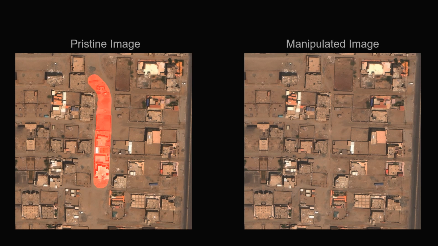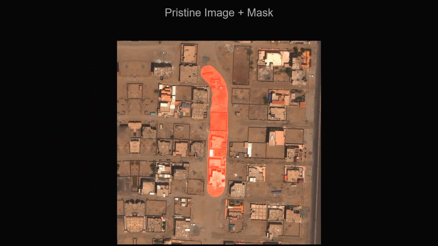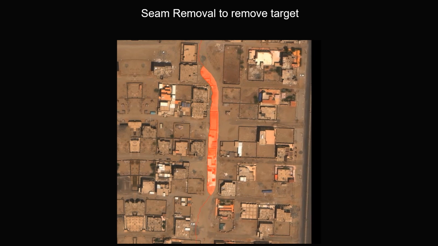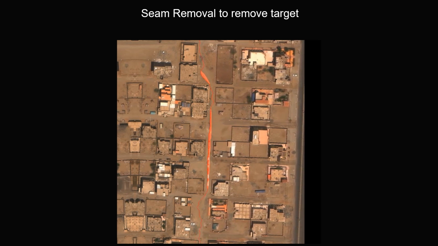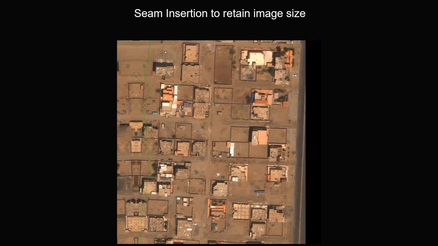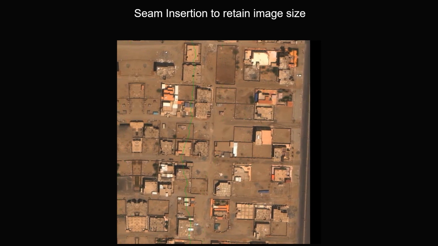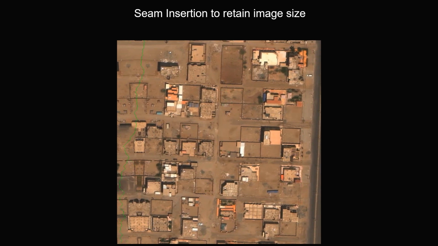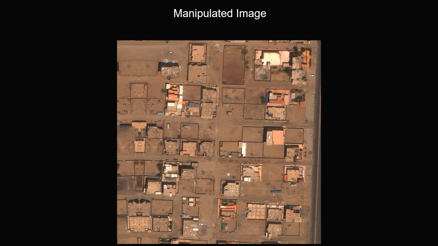This can be achieved very easily with seam carving. One can draw a removal mask to indicate the target objects to be removed. And then the seam carving algorithm can remove seams that will go through this removal mask. In order to make sure that image size is not modified, one can just insert the seams into the image and regain the original image size. That's how one can generate a manipulated image with minimal visual artifacts.